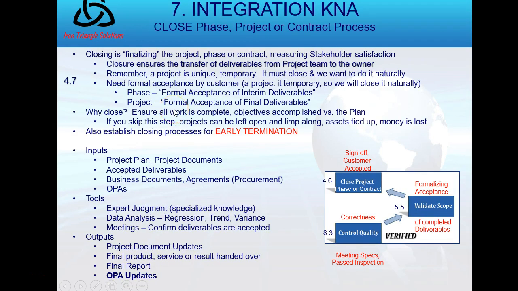And then the final process is close project or phase, or contract. In closing, remember projects are temporary and unique, so by temporary they will close. They're not operations. Closure ensures the transfer of deliverables to the project owner, and then they have to be signed for. So we want to make sure that all work is complete. And it's also possible to terminate early. We'll talk more about that later. Early termination is possible.